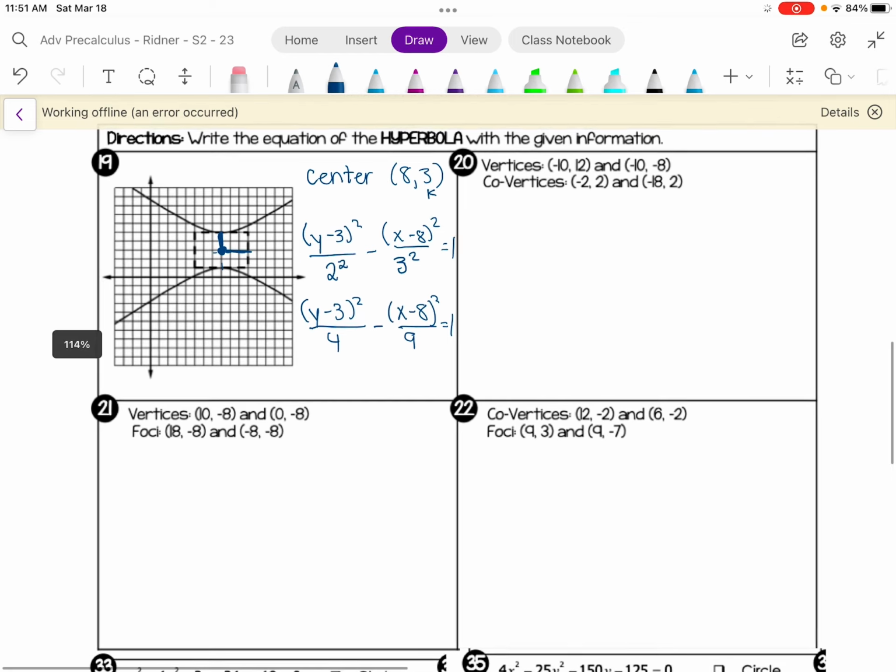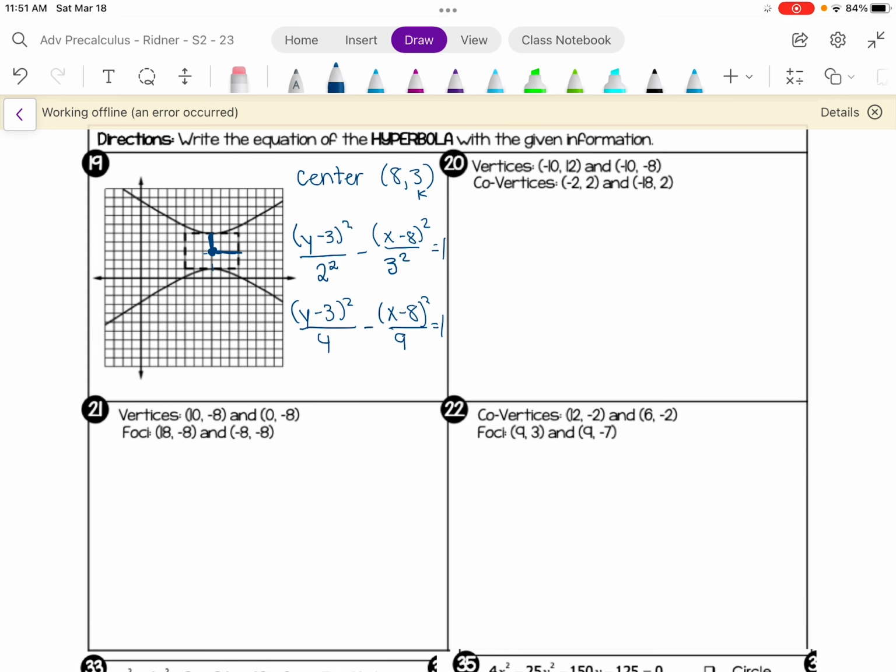Now, just like I talked about with the parabolas, where I have to physically draw a picture, the same is true with hyperbolas. Negative 10, 12 is up here. Negative 10, 8 is down here. These are my vertices. That means that it must be opening up and down since they're stacked on top of each other. So that just kind of helps me mentally.